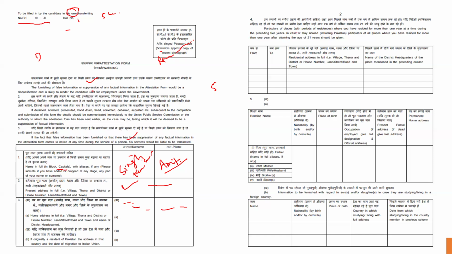So, particulars of places with periods of residence where you have resided for more than 1 year at a time during the preceding 5 years. In case of a stay abroad, including Pakistan, particulars of all places where you have resided for more than 1 year after attaining the age of 21 years. So in general, you have to write details of the last 5 years where you have stayed.